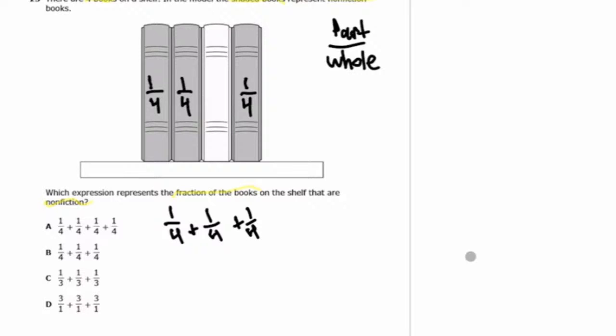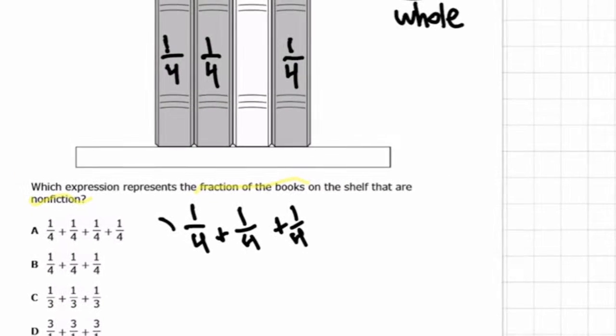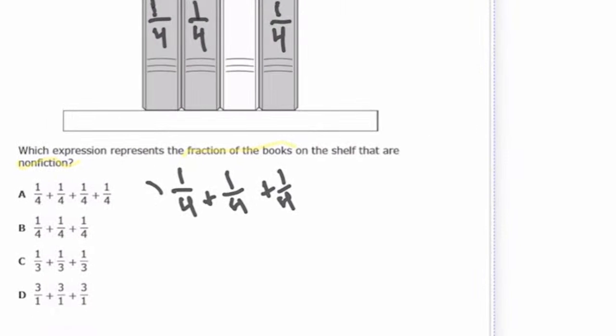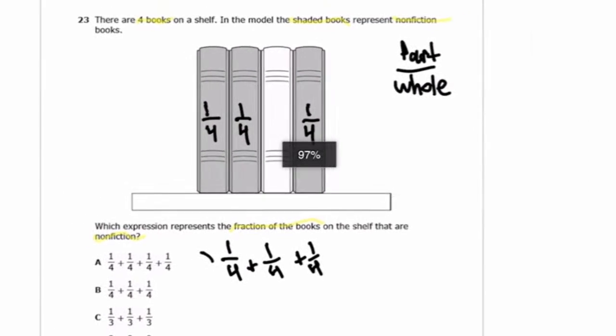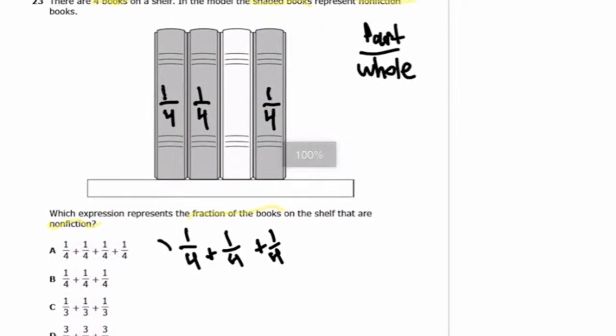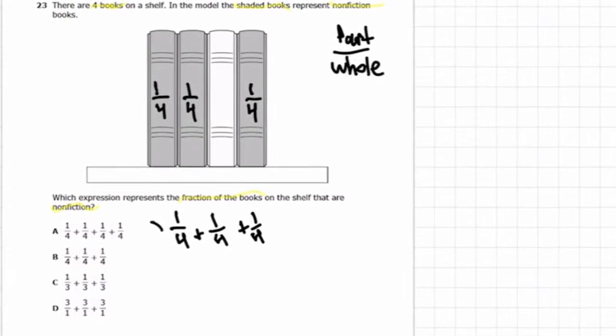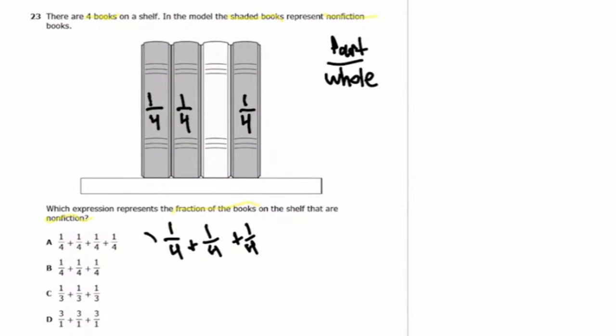Now that we have 1/4 plus 1/4 plus 1/4, let's go through the answer choices. A says 1/4 plus 1/4 plus 1/4 plus 1/4. That is too many fourths, so it's not A. If we were asking how many total books there are, then we could maybe say that. But this problem is only asking for the number of nonfiction books, so this one is incorrect.